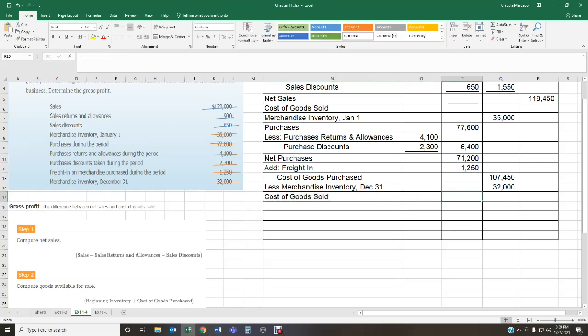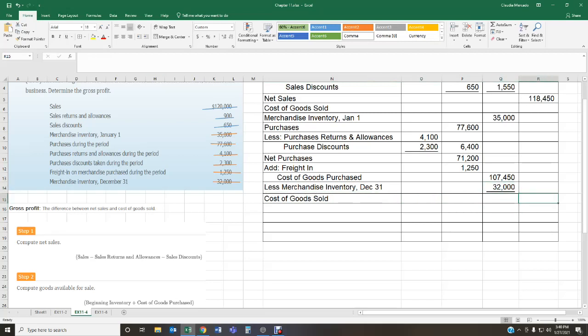Let me put an underline right there. So your cost of goods sold is going to be the cost of goods purchased. I spent $107,450 on all of my merchandise. I'm going to deduct whatever I still have available in my warehouse, which is $32,000, and that's going to give me my cost of goods sold of $75,450. So this number represents the actual goods sold.